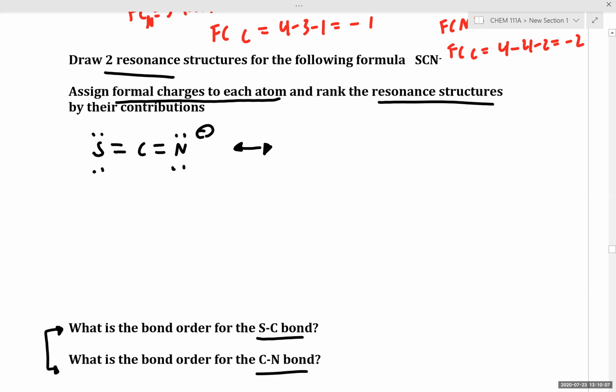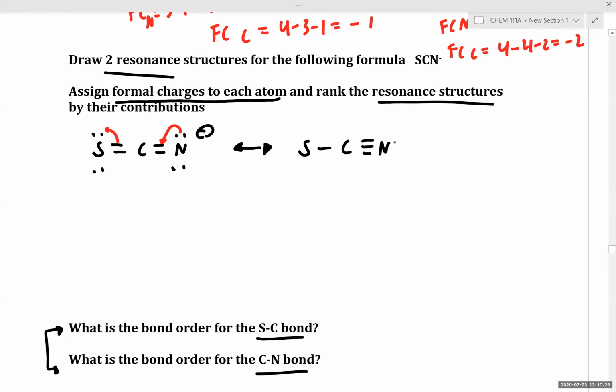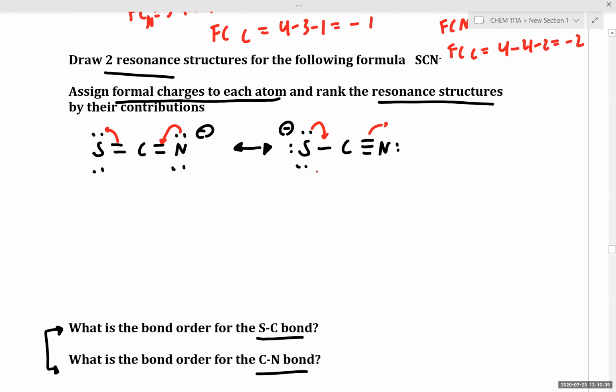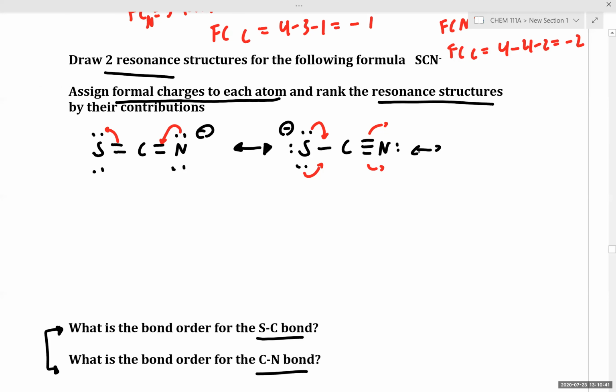Okay, so let's discuss. We can rearrange our electrons using arrow pushing. We can kick down our nitrogen electrons to generate the following resonance structure. We can also kick down our sulfur electrons to generate the following resonance structure. Not entirely formal arrow pushing notation, but it's essentially helping everyone see how we're rearranging our electron density.